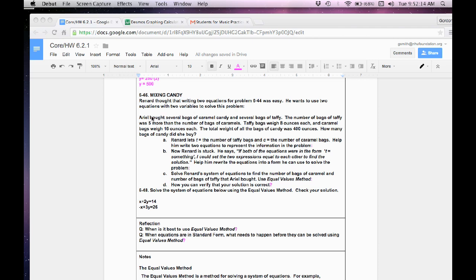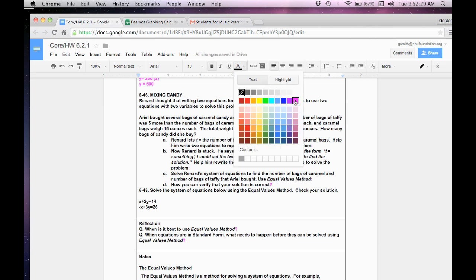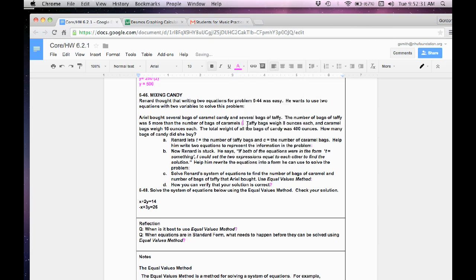So here's the problem. Ariel bought several bags of caramel candy and several bags of taffy. The number of bags of taffy was 5 more than the bags of caramel. So you know what? We can already write a little equation here. This is key, which is T is equal to C plus 5, because the number of taffy is 5 more than the bags of caramel.